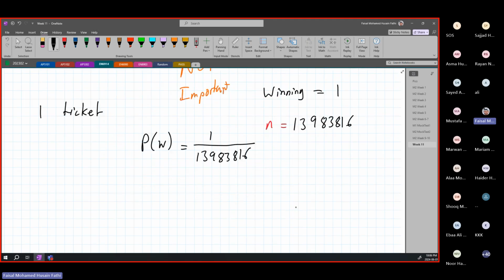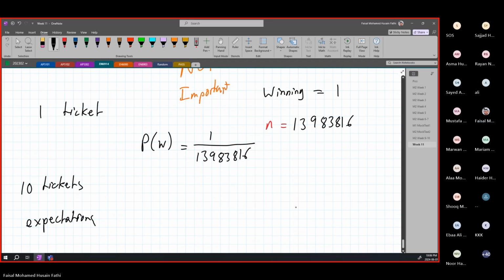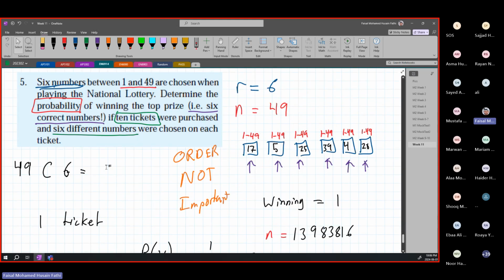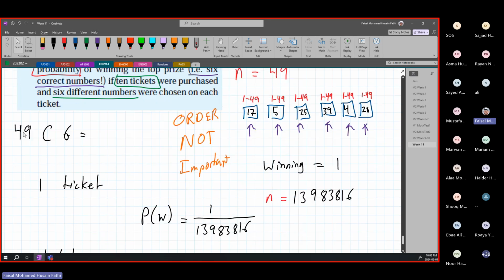So what if we had 10 tickets? All you are going to do is remember expectations. You are expected to win 10 times the probability of winning one ticket, which is 10 over 139838816, which is going to be a very small number. All right. So again, I repeat, order here is not important because of the location. That's why we used C. We found out what 49C6 is, which is equal to this value over here.